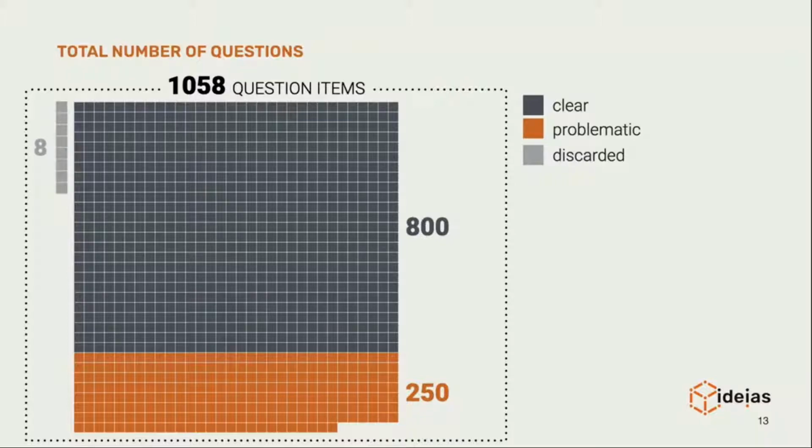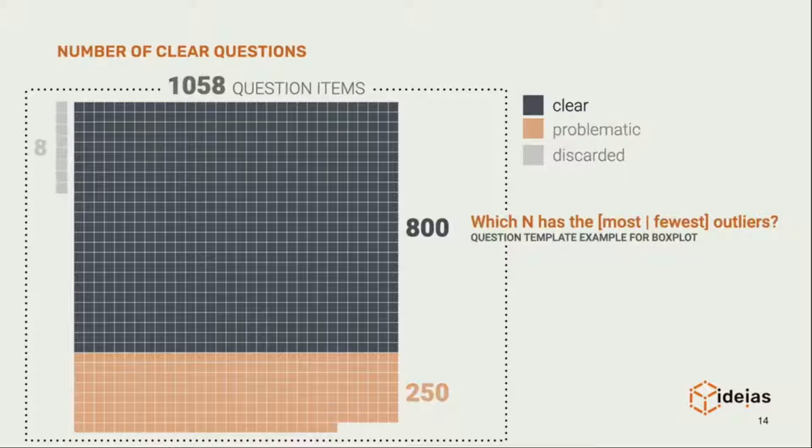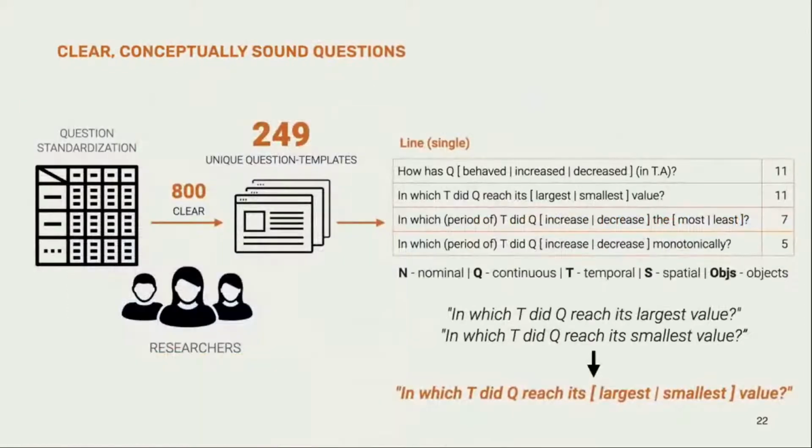We examined the collected data and discarded 8 non-questions. We created standardized versions of the questions. The guiding principle to standardize was to rephrase each question following basic English grammar. We rewrote 800 sound questions. We generated a consolidated list of 249 unique question templates, resulting in at least 5 question instances per visualization.